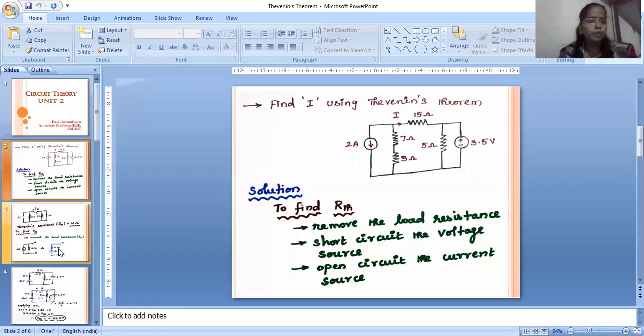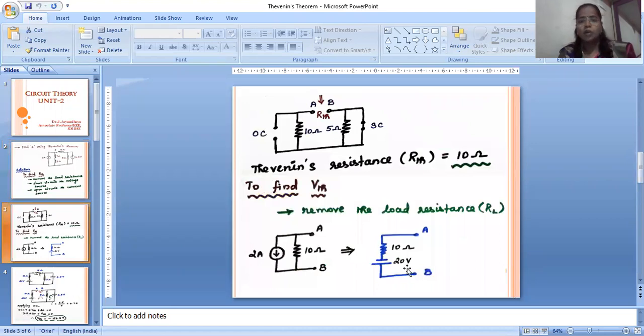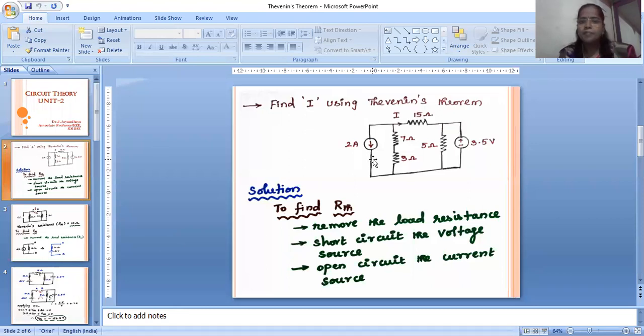You have to remove the load resistance, or open circuit the load resistance. After that, what I did here in this problem, first I'm converting this current source. You see, this is a 2 ampere source. This 2 ampere source is connected in parallel with this 10 ohm resistance. So I am converting this current source into a voltage source.